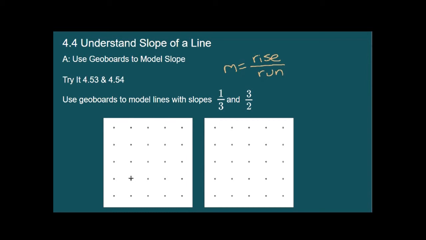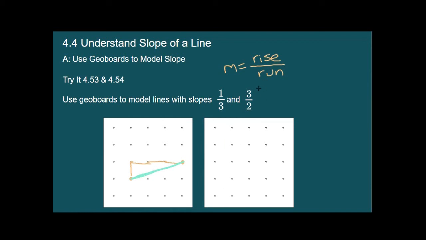Okay, let's do 1/3. I'm going to start in the same spot here, and I'm going to go up 1 and to the right 3. 1, 2, 3. So I'm going to end here, and then the actual line is connecting those 2 points. So this is the line. Now you may have put it somewhere different on your Geoboard, and that's fine, but it should be that same steepness.